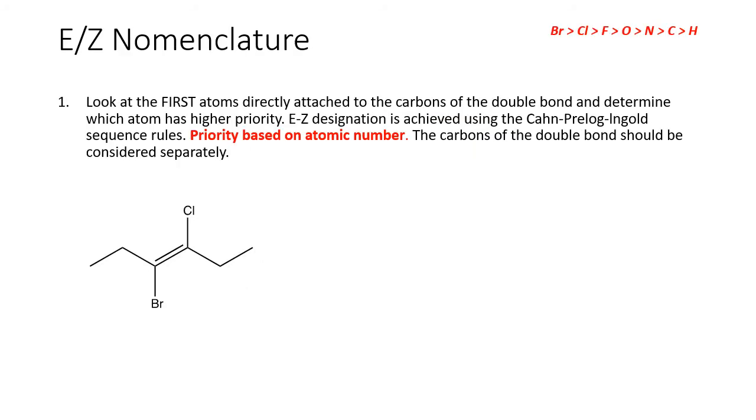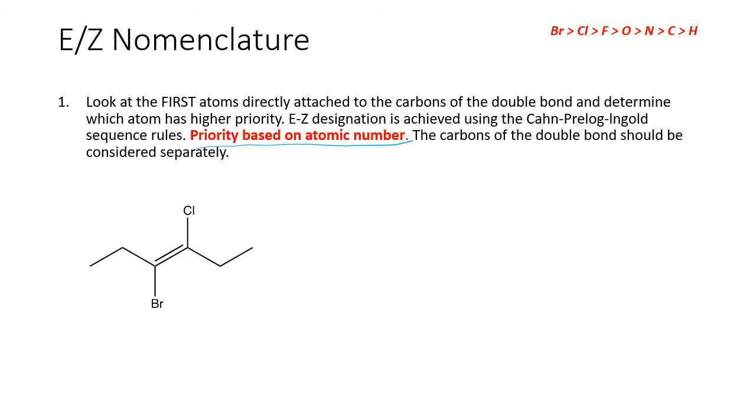So we just said that priority is based upon atomic number, and that means that the higher the atomic number is, the higher the priority. And so that's how we determine off of one side who's the high priority group, who's the low priority group. And then we do the same thing for the other side of the double bond. We use atomic number and we figure out who's the high priority group, who's the low priority group.